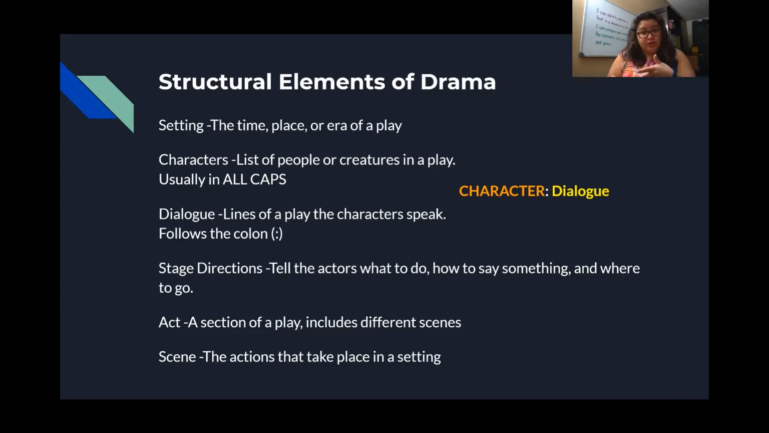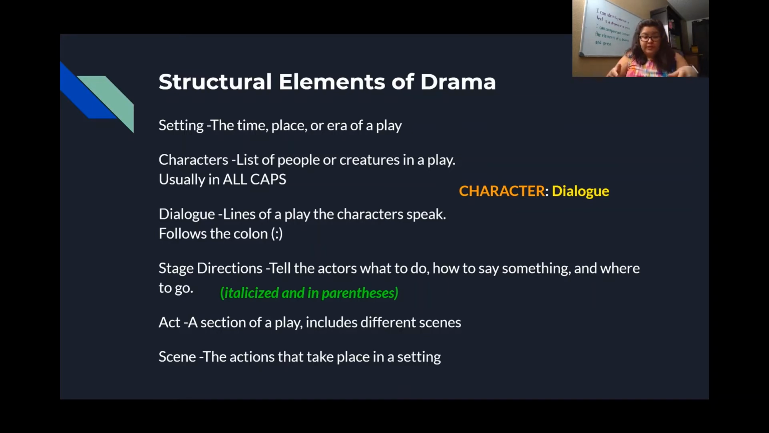The next piece is stage directions. If you just have your name and what you have to say, and no other instructions, think about a book. You can say, Joe exclaimed, or Joe mumbled, or Joe whispered. Those would be part of your stage directions. So the stage directions tell the actors what to do, maybe walk across the street, how to say something and where to go. And those are italicized, so it'll have a bit of a slant to it, and they're in parentheses.